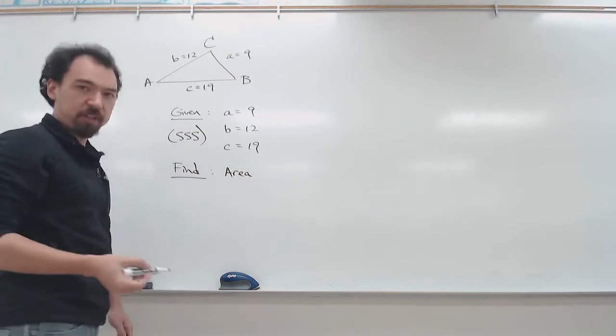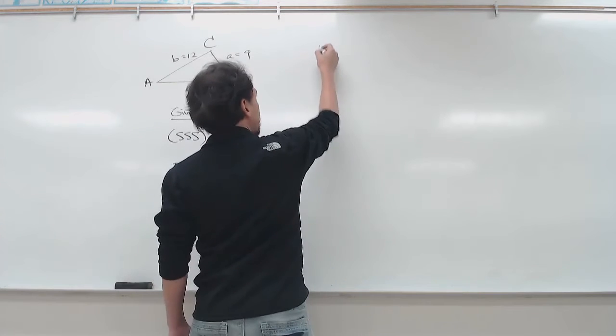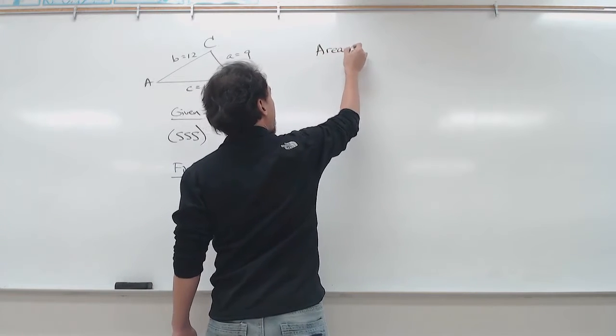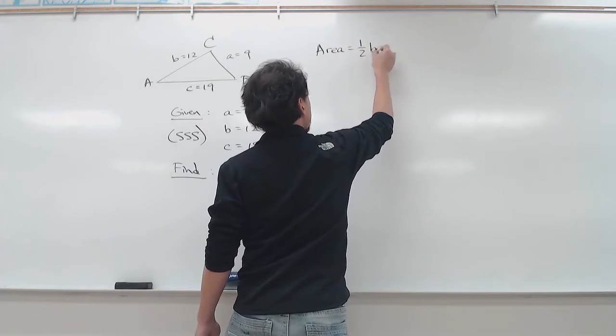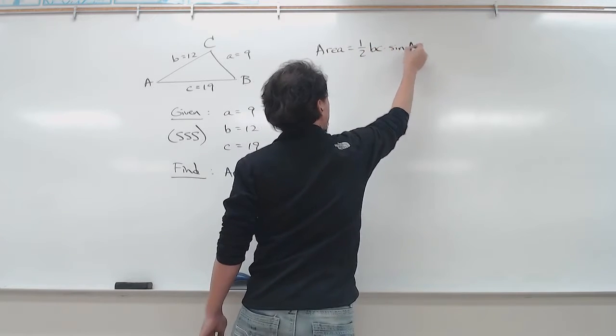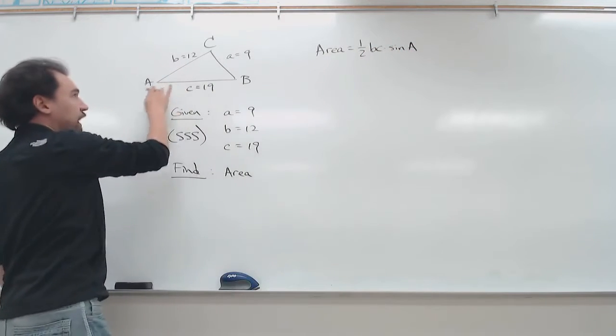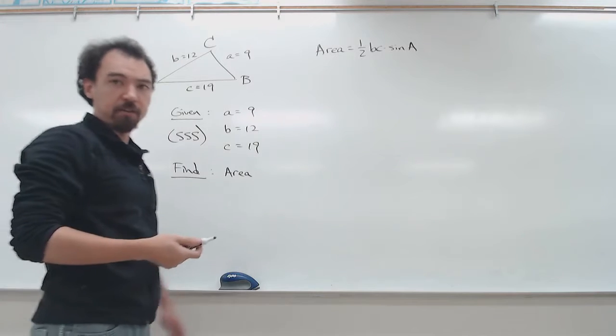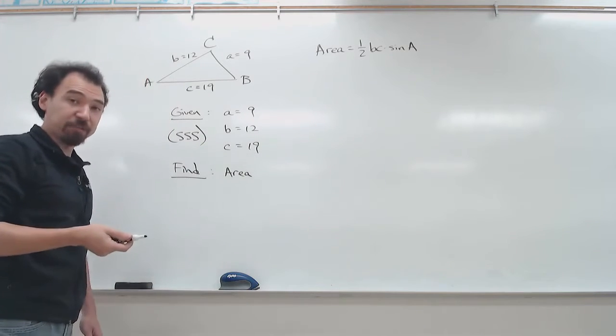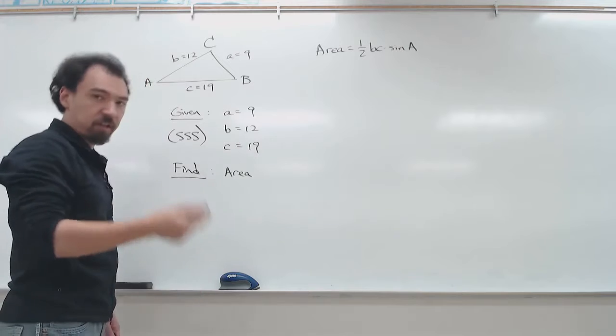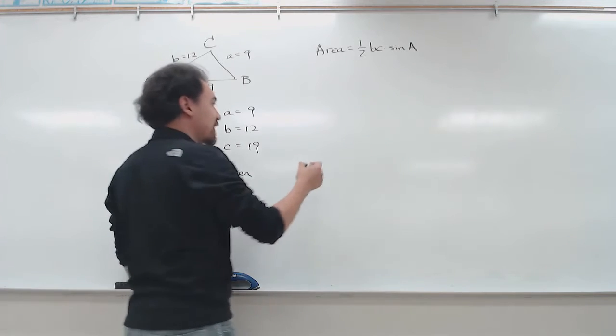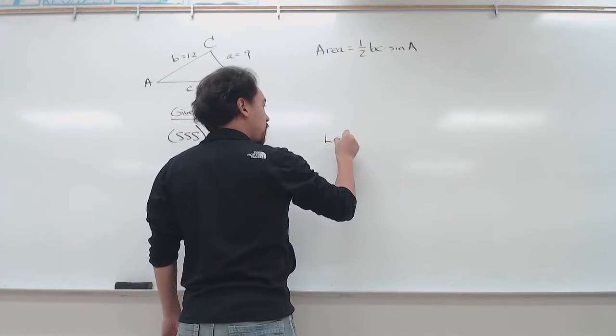Well, once upon a time, we figured out that we could get the area by this formula. And this required side, angle, side to use. But we don't have an angle. But we can find the angle now by using the law of cosines, because the law of cosines helps in the side, side, side case. So we write law of cosines.